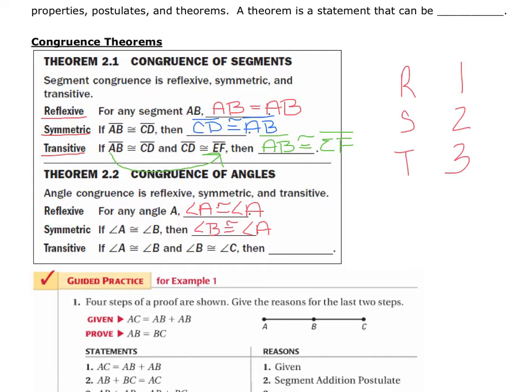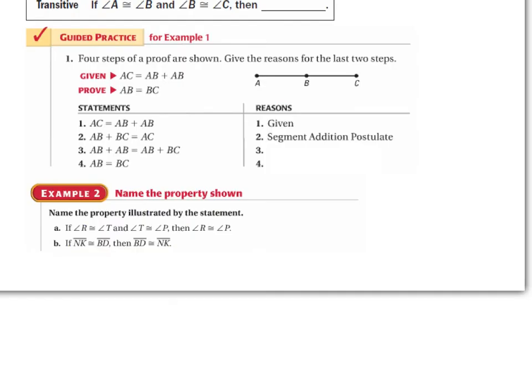And in transitive, the first thing always leads to the last. If angle A is congruent to B and B is congruent to C, then A is also going to be congruent to C. All right, so let's see if we can take these and then apply them to a problem. So here's the first example.